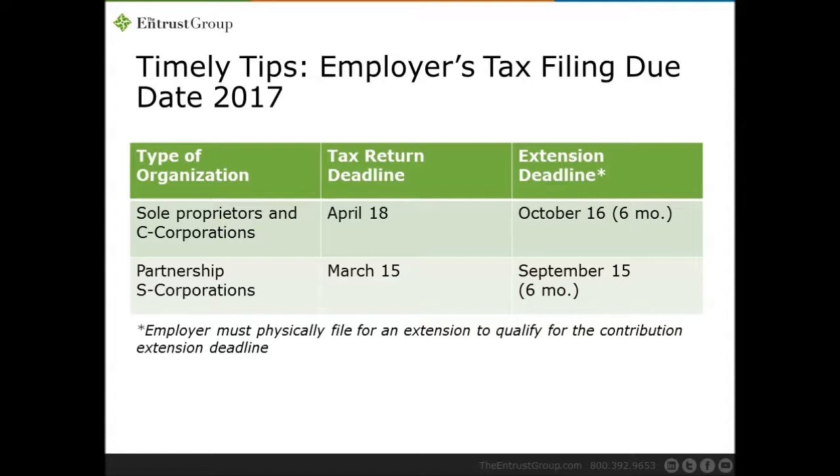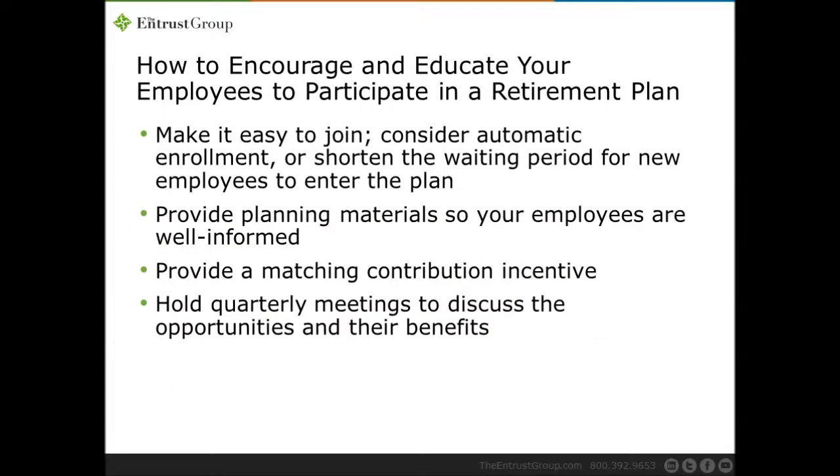For partnerships and S corporations, the deadline is March 15th. However, if they filed for an extension, the deadline is automatically 6 months from that, which puts it at September 15th. So in other words, if an employer for 2016 does not have an employer plan and they've filed for an extension, they can still possibly have a SEP plan for 2016. And obviously, of course, they can have a SEP plan for 2017. For individual 401k plans and simple plans, there is only availability for 2017.